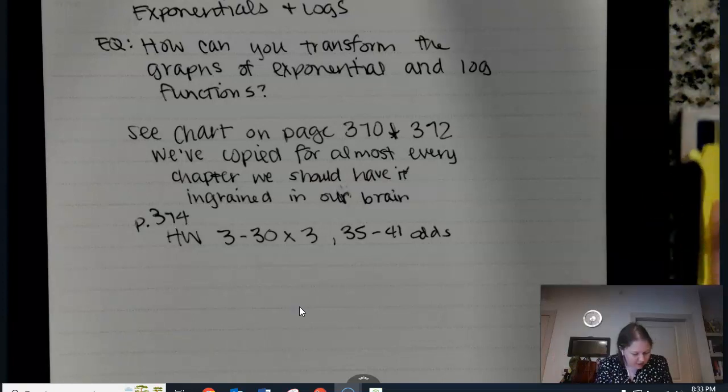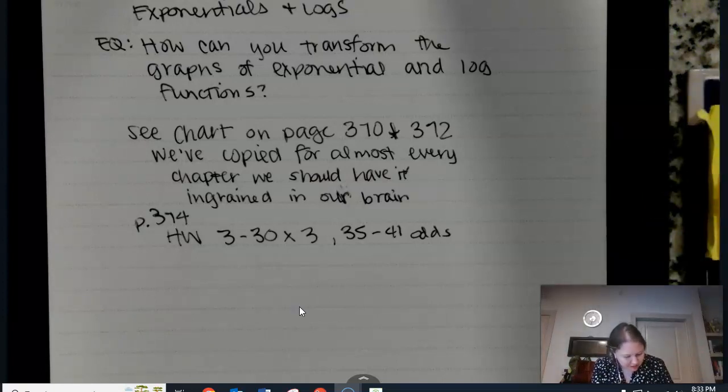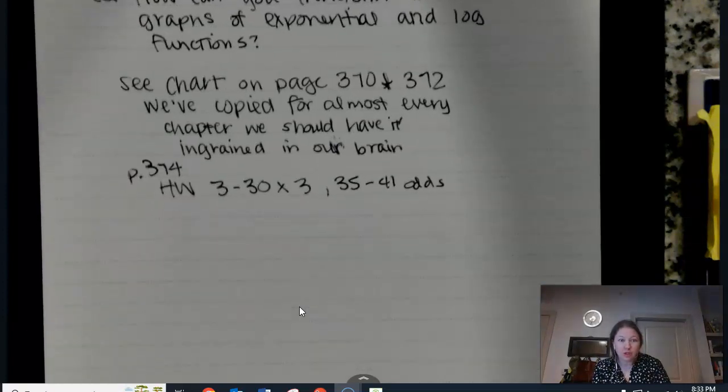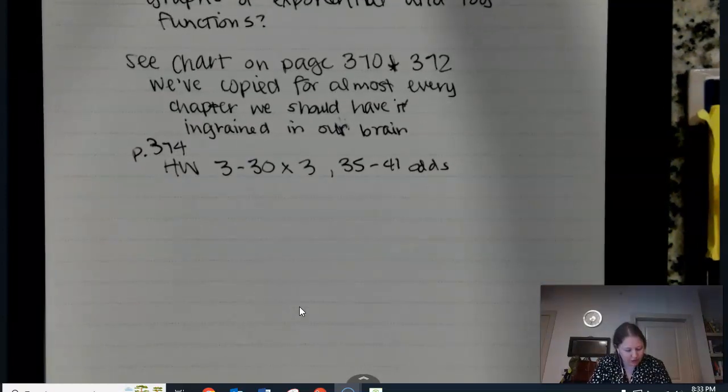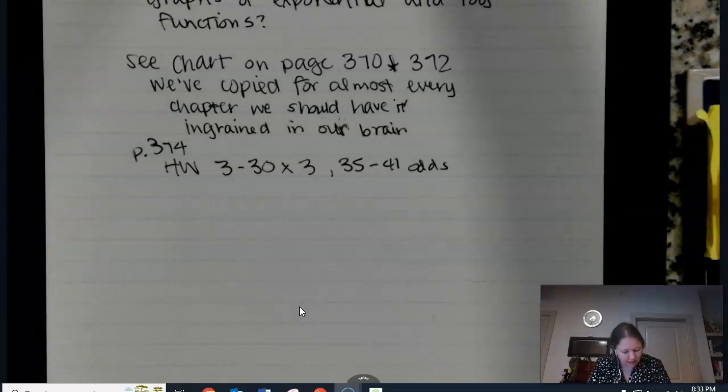Okay, so then in the next set of exercises, you're going to describe the transformation and then you're going to graph each function. For the graphing, graph it in Desmos and then copy it onto your paper. So I should see graphs on your paper, but you don't need a chart. Just graph it on Desmos to get the look of it.